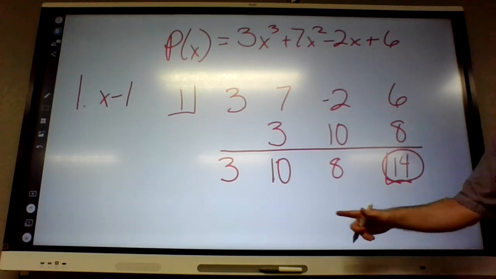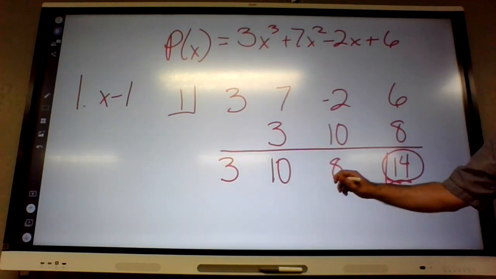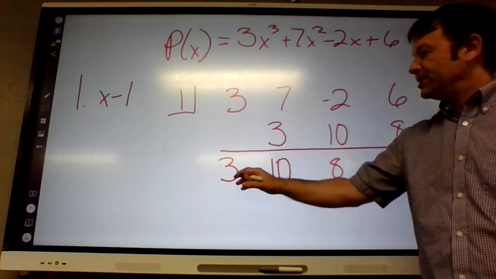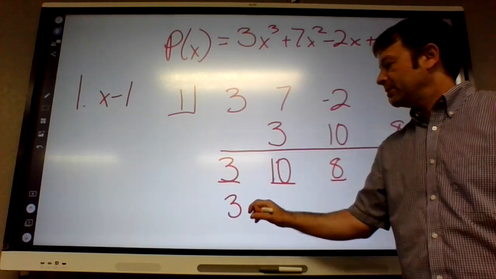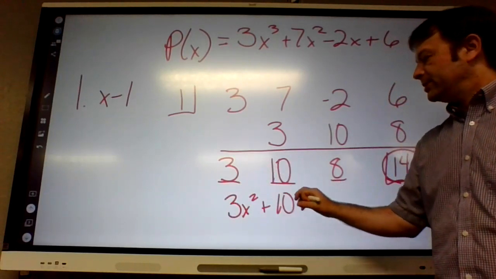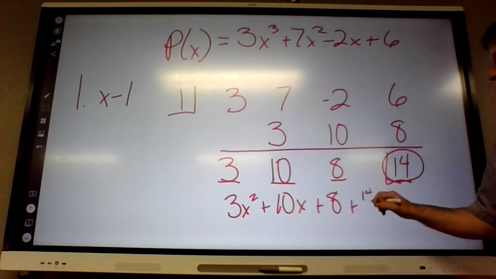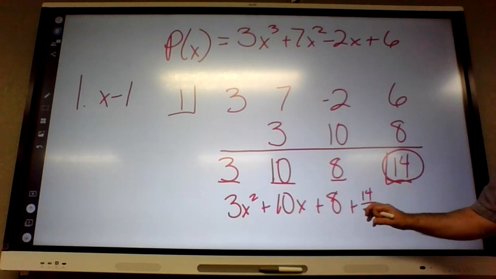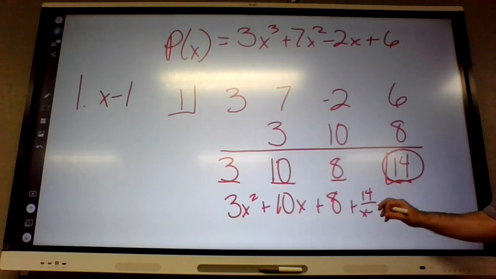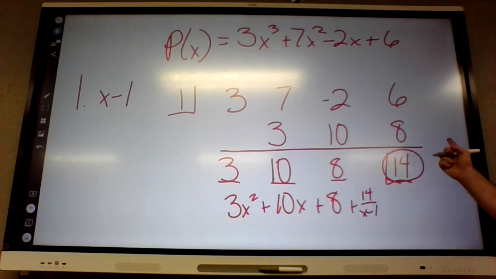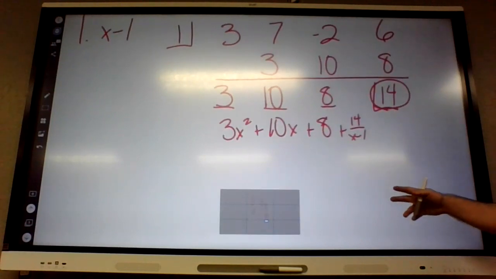If we were doing a whole division problem, this stands for the number, the x term, the x squared term, so it'd be like 3x squared. You don't need to write this down, but I just want to remind you. And this would be the remainder out here. But all we have to do is put the 14 part. Do show your work. It's not something you do in your head.